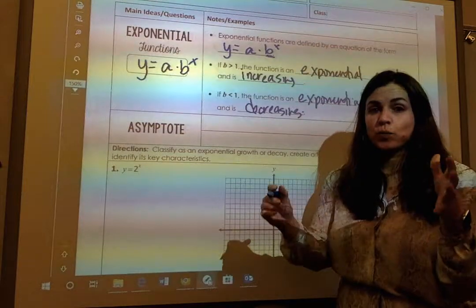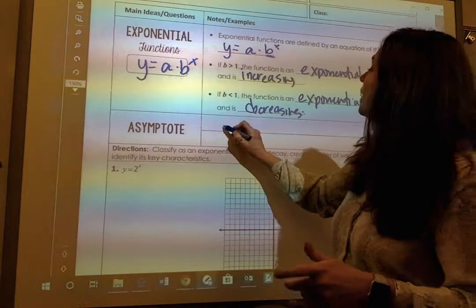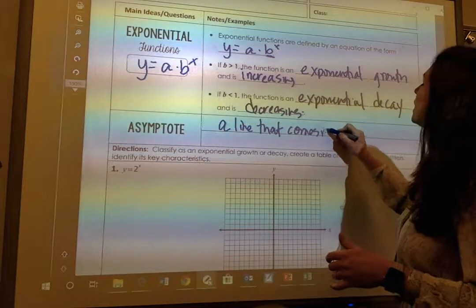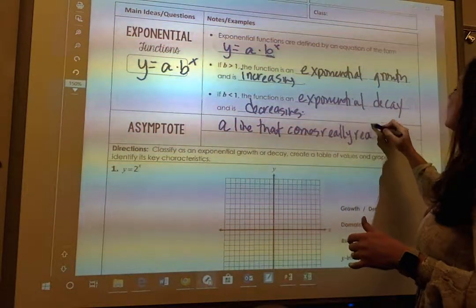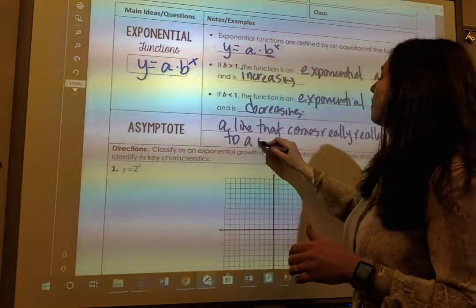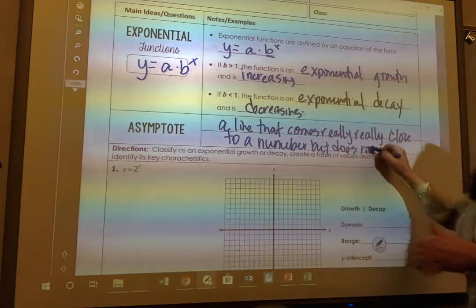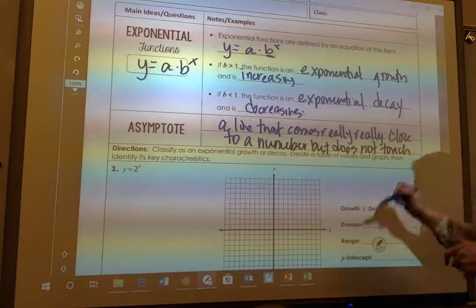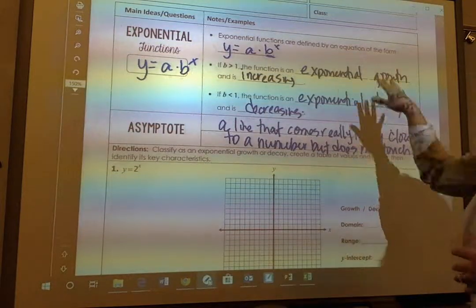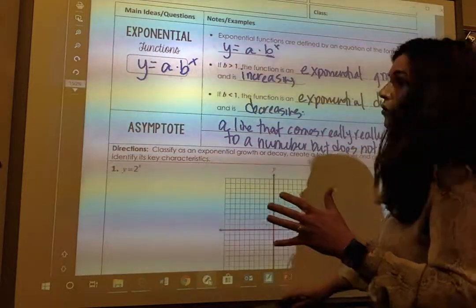When we look at these graphs, we're going to find something that is called an asymptote. An asymptote is a line that comes really close to a number, but does not touch. So we're going to look at what that looks like, because we haven't seen that in our math careers thus far. So those are some of the definitions that you need to know, and now we're going to graph them, so you can see what it looks like.